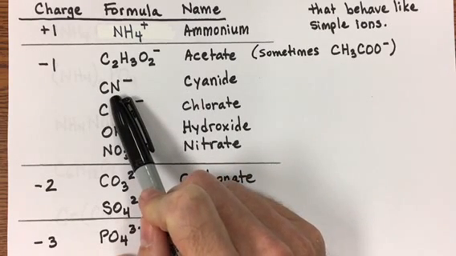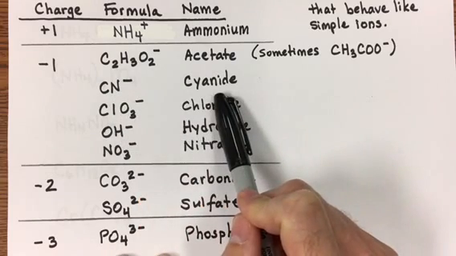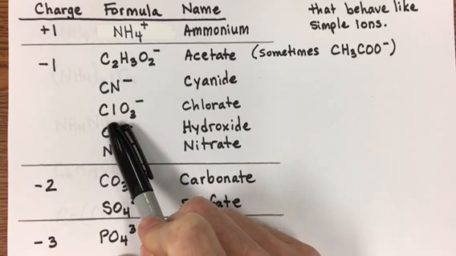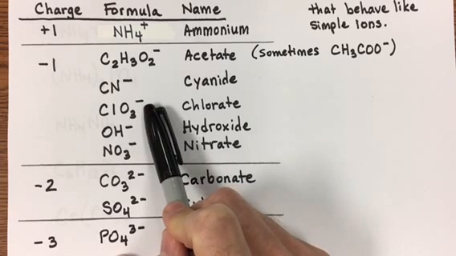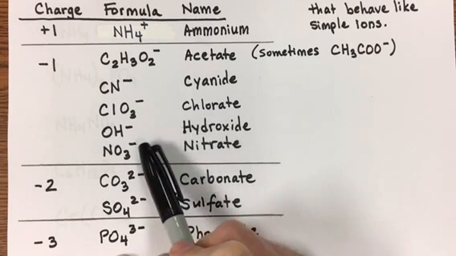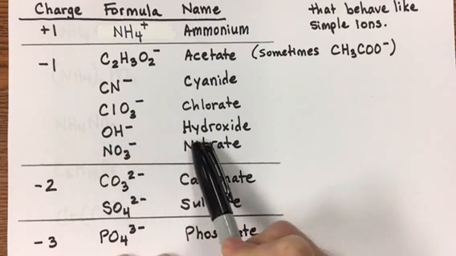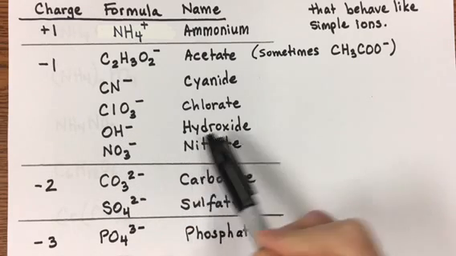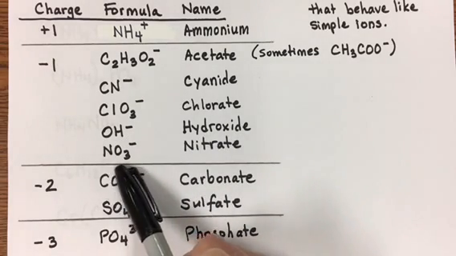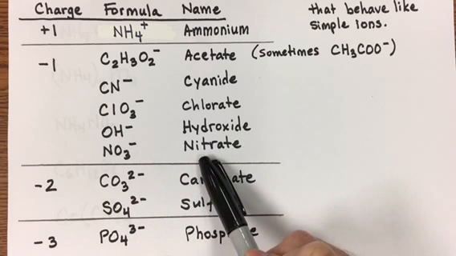The next one is called cyanide. You probably heard of that before. It has a -1 charge. The next one is ClO3. It is also a -1 charge. It's called chlorate, not chloride. OH with a -1 charge is called hydroxide. You may have heard of that before. NO3 with a -1 charge is called nitrate. You've probably heard of that before.